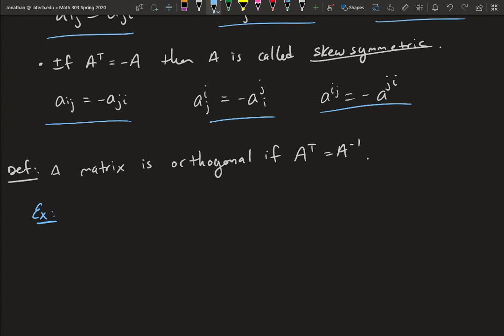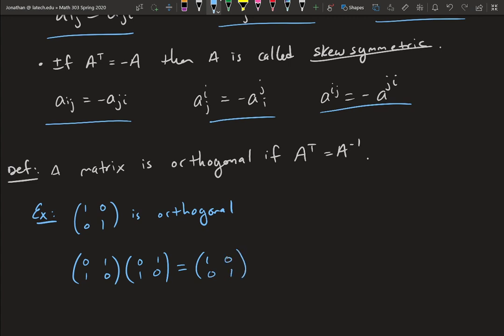Example, identity matrix is orthogonal because its transpose is just itself, and it is its own inverse, and therefore it is an orthogonal matrix. Let's see, maybe another one, this one: 0, 1, 1, 0 times 0, 1, 1, 0 equals 1, 0, 0, 1. So 0, 1, 1, 0 is also an orthogonal matrix. You can think of this one as A and this one as A transpose.